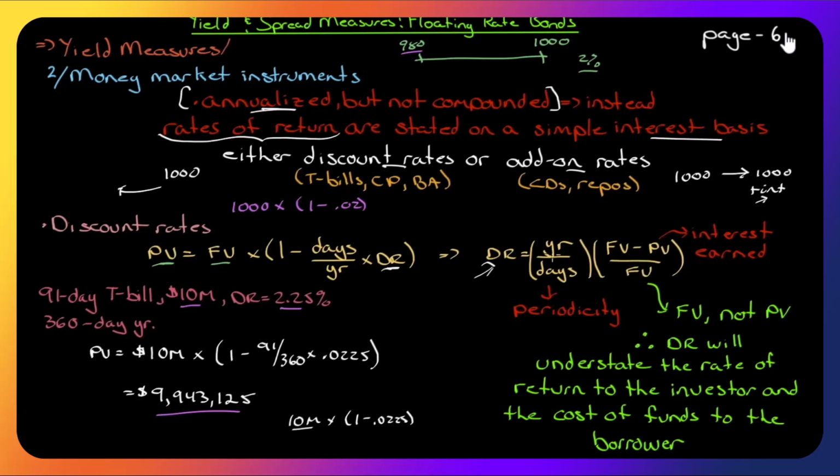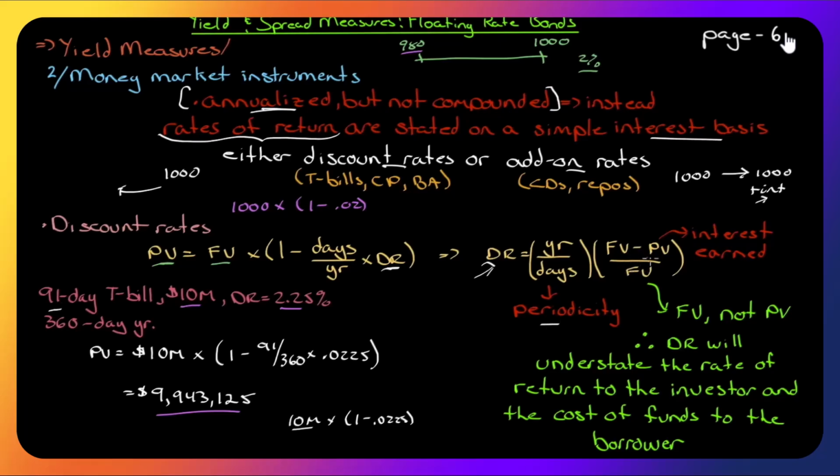Let's break this down. Years over days, that's periodicity. So if we have this 91-day T-bill, well, if we flip it around and put year, which is 360, it's a 360-day year over 91. 360 divided by 91 tells us how many times a year we can invest in a 91-day T-bill. So that's really just the periodicity.